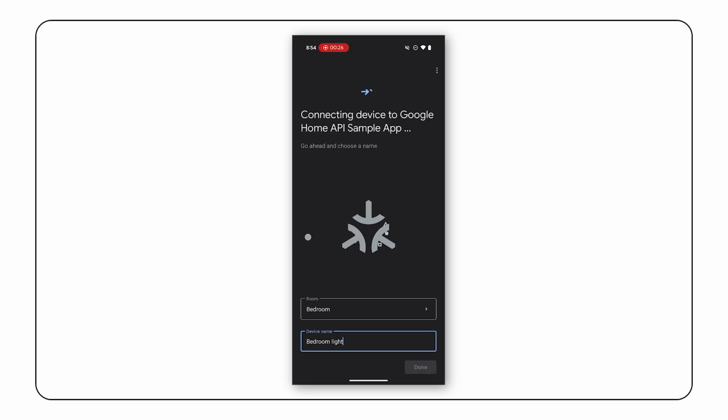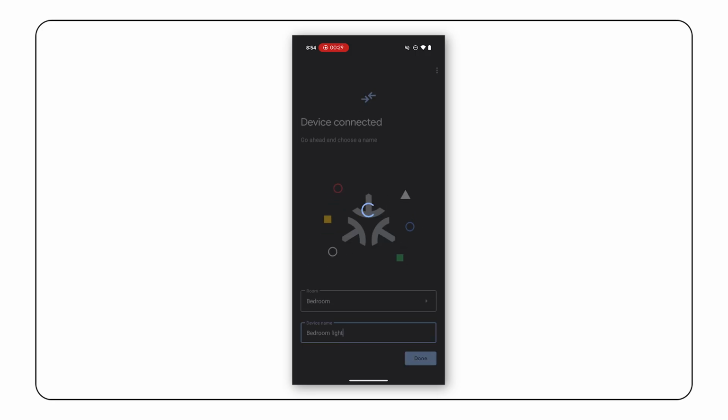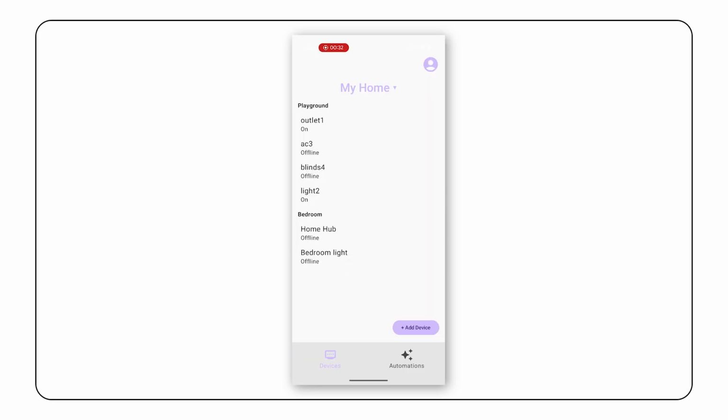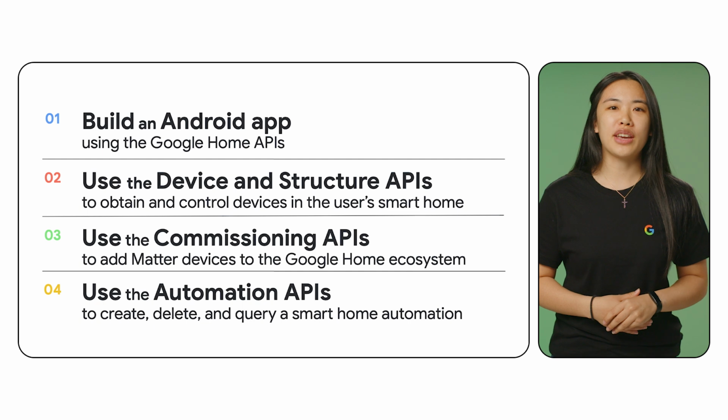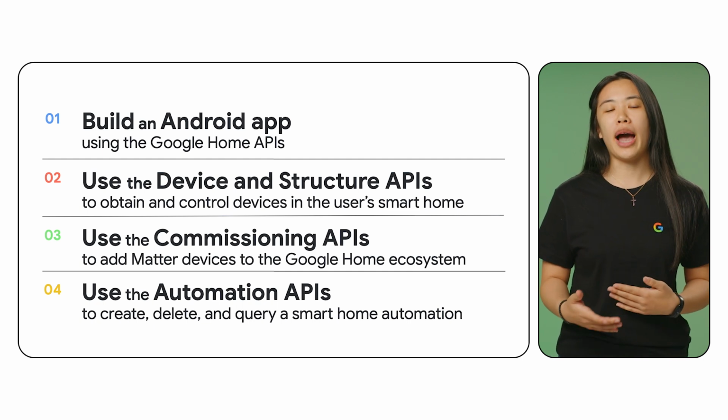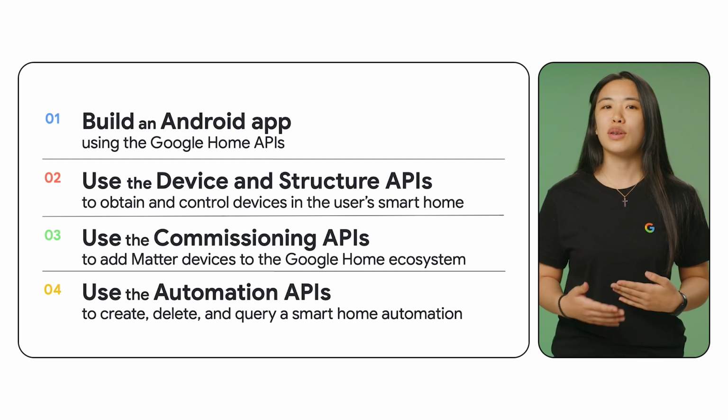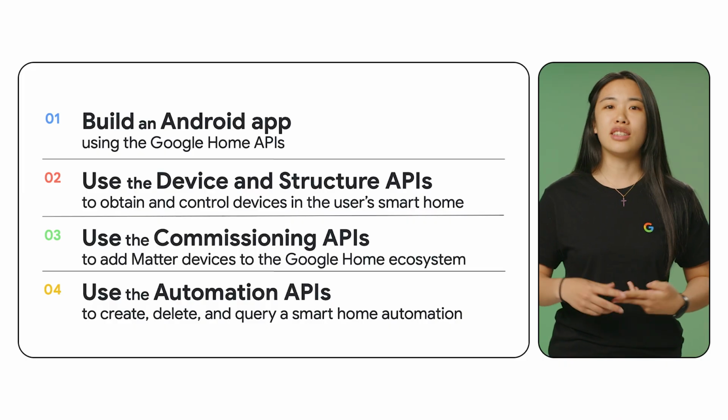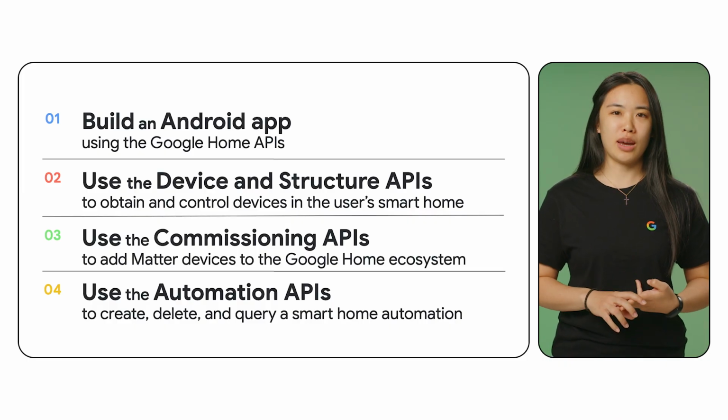Once the flow is complete, control is given back to the app, and the commissioning result is passed back to the callback function. And with that, you've successfully built an Android app using the Google Home APIs. Congratulations! In this video, we've covered how to build a mobile app using Home APIs on Android, including how to use the permission APIs, the device and structure APIs, and the commissioning APIs.